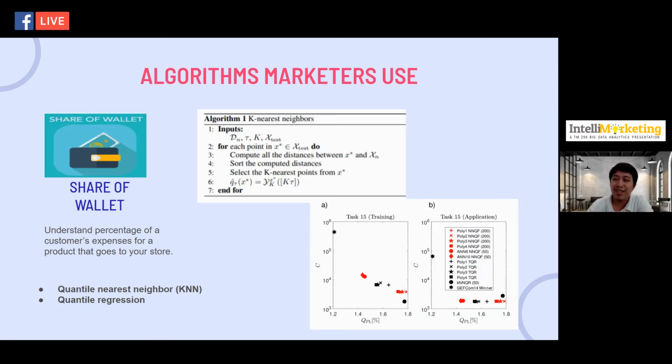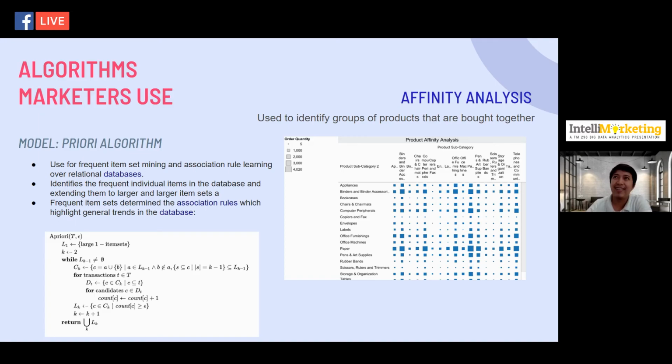Okay, so another statistical algorithm is for the share of wallet. So if you would like to understand the percentage of customers' expenses for a product that goes to your market, you could use KNN, or more commonly known as the quantile nearest neighbor. And so this is a tool used for prediction, especially if we have historical data. Wow, another statistical tool, huh? Right. Okay, so another statistical tool.